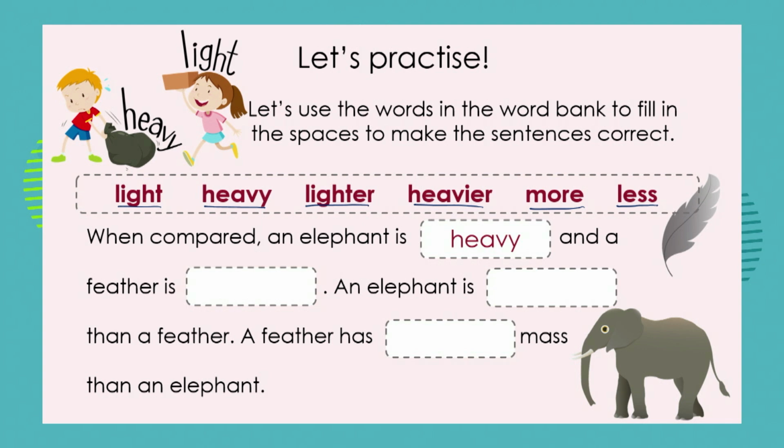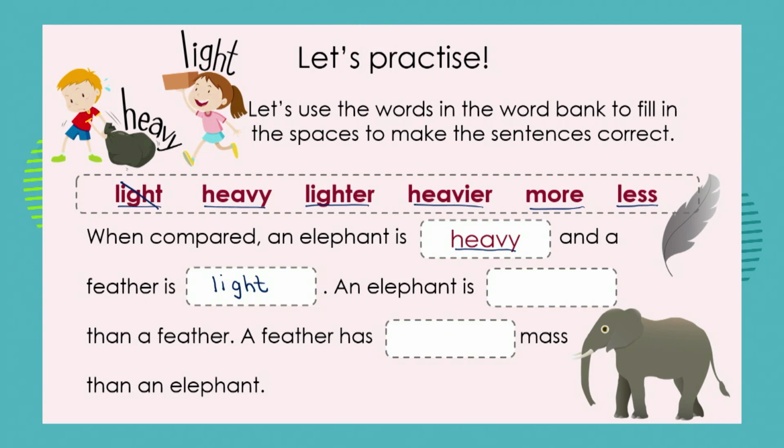When compared, an elephant is heavy and a feather is, what do you think we can say the feather is, grade ones? Yes, very good. A feather is light. So this means that we can pick it up easily and it has a small mass.